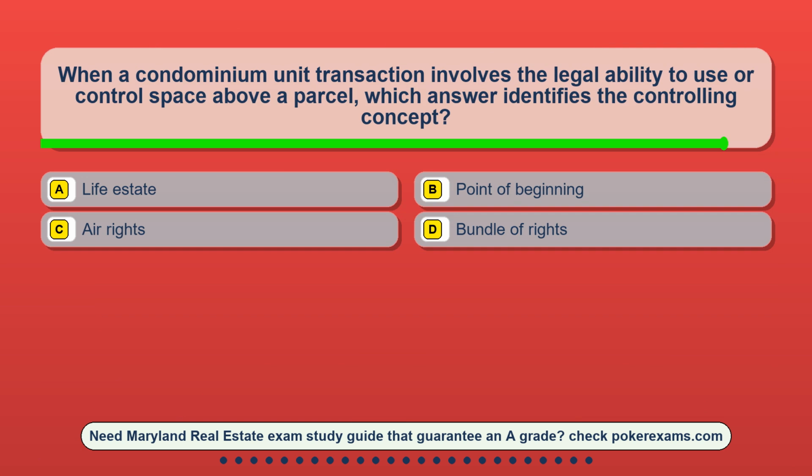Question 15. When a condominium unit transaction involves the legal ability to use or control space above a parcel, which answer identifies the controlling concept? Option A, life estate. Option B, point of beginning. Option C, heir rights. Option D, bundle of rights.